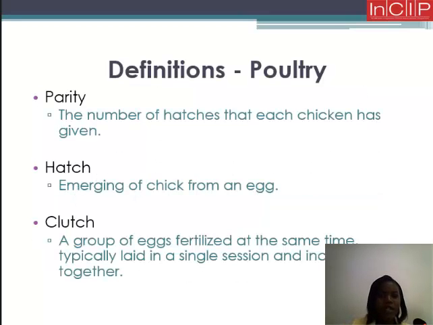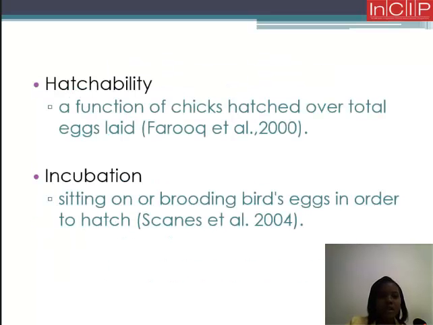Just to define some terms that have been used in this report often, like parity is the number of hatches that a chicken has given, while a hatch simply means a chick emerging from an egg, and a clutch is a group of eggs laid in a single session. While hatchability is a function of chicks hatched over the total number of eggs that were laid. And incubation simply means sitting on the bird's eggs in order to hatch them.